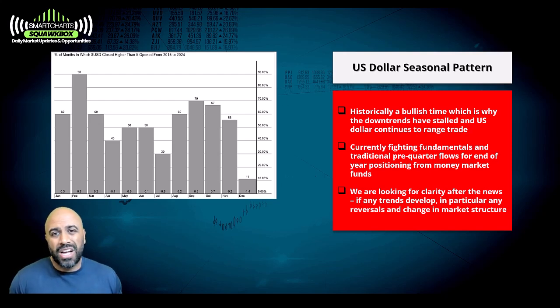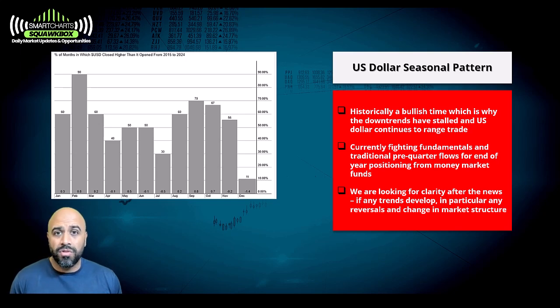But it's been going down for quite a while, so we haven't had the momentum to continue to go lower, right? It could change today, we don't know, but in this instance, it's currently fighting fundamentals and traditional pre-quarter flows for end-of-year positioning from money market funds, because the reason why we tend to have seasonal patterns in most markets, all right?